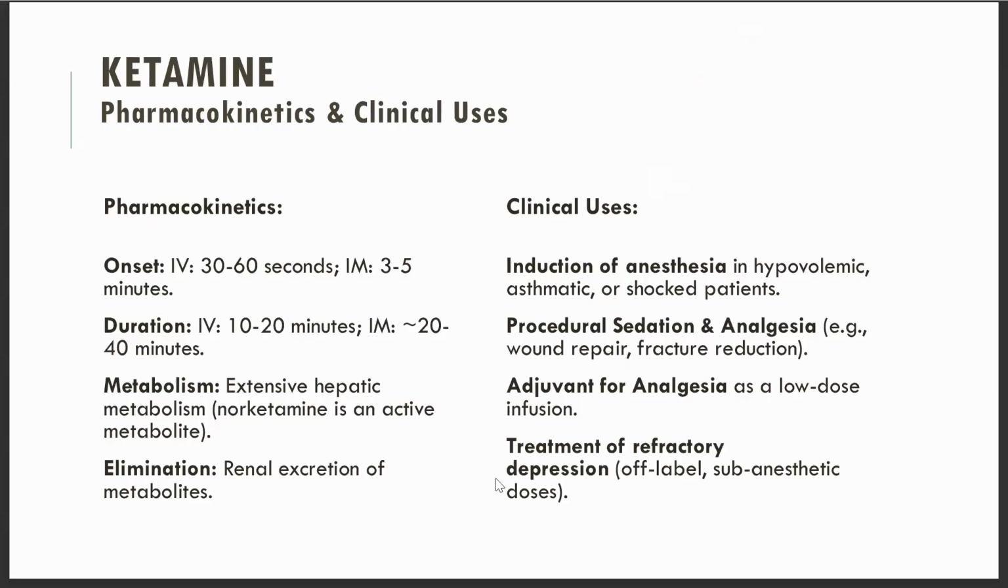Let's switch to the next slide. Ketamine pharmacokinetics and its clinical uses. Onset when given IV is 30 to 60 seconds and intramuscularly 3 to 5 minutes. Duration: intravenous 10 to 20 minutes and intramuscular 20 to 40 minutes approximately. Metabolism: extensive hepatic metabolism. Norketamine is an active metabolite. Elimination: renal excretion of metabolites.